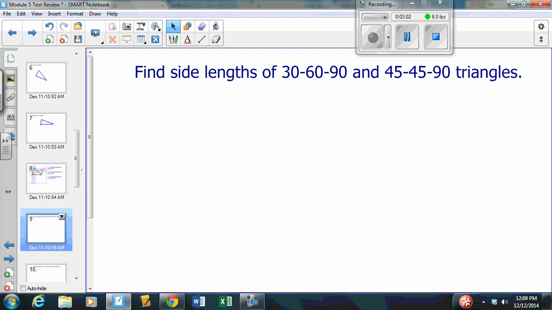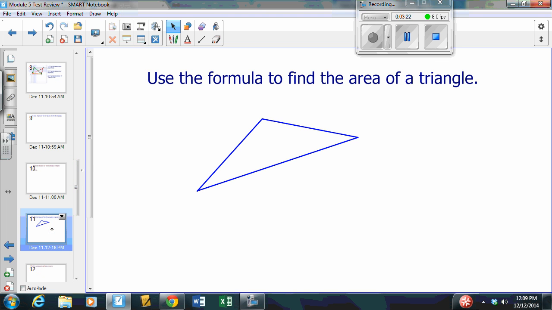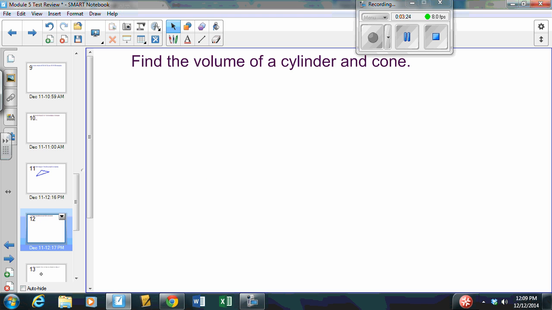We're going to review 30-60-90 and 45-45-90 degree triangles. We're going to learn a formula for finding the area of a triangle that's different than the formula you know. And this one's useful when you don't have the information you need for the other way. So this is just if you're given a certain amount of information, you don't have the other. So this one will help. So we'll use that to find an area.